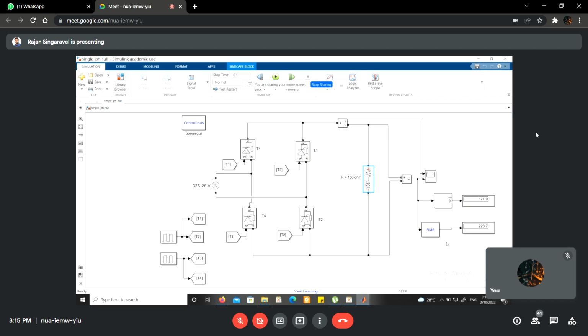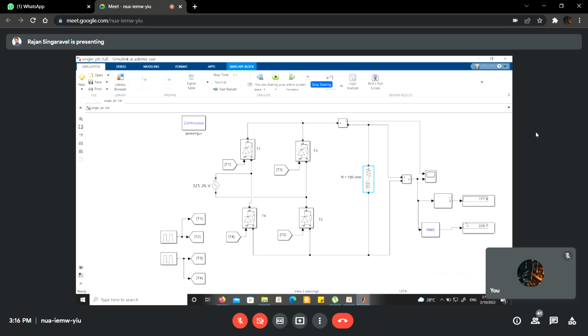T3 and T4 will be active, and they will carry the main current. Once again, the negative voltage will be rectified, and it will be available across the load terminal. This case is applicable whenever the firing angle is less than the load angle.